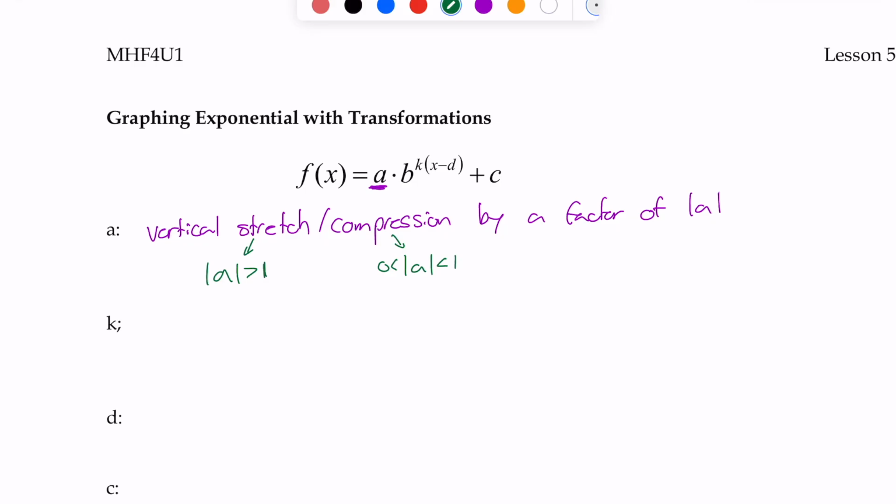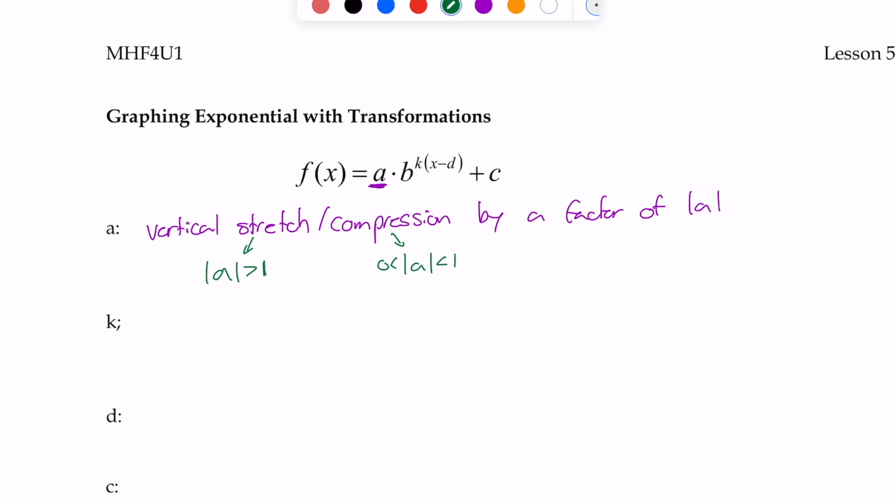But there's two parts to a, right? Notice how I'm putting these magnitude signs. The second part to a says that if the value of a is less than 0, meaning it's negative, that's going to be a reflection over the x-axis.